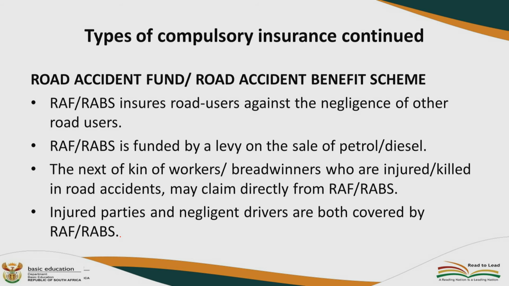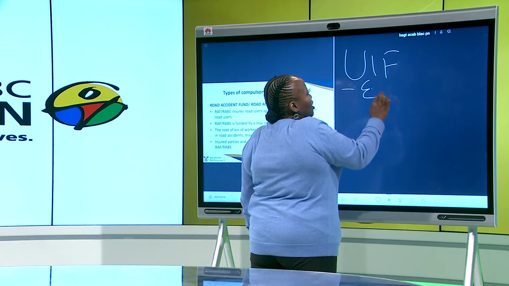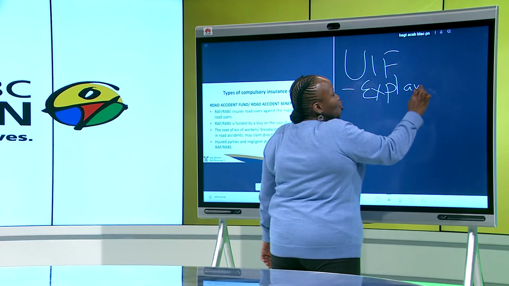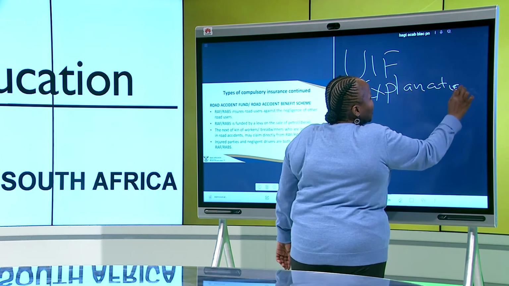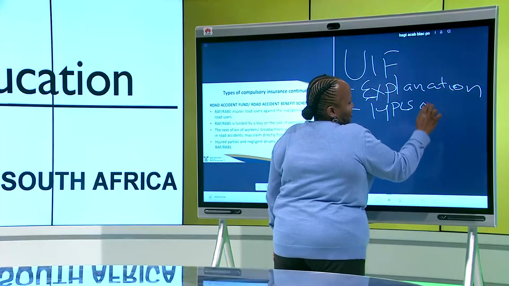As you can see, if we look at the high impact content here, UIF as a compulsory insurance is very important, because you've got an explanation that you must know. You need to explain what it is, and it also has types of benefits.